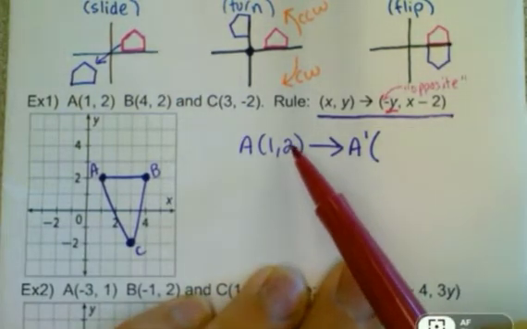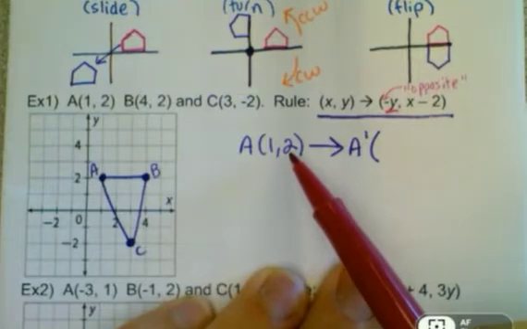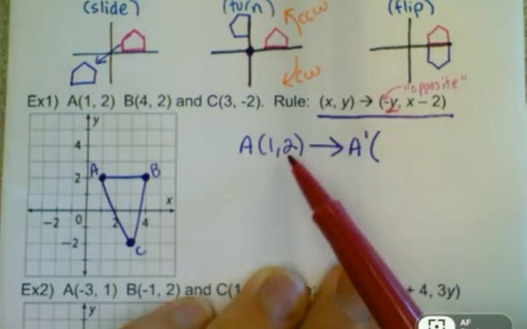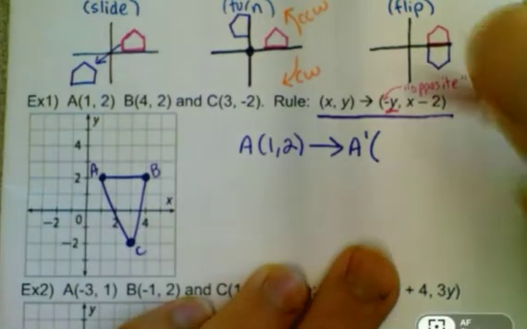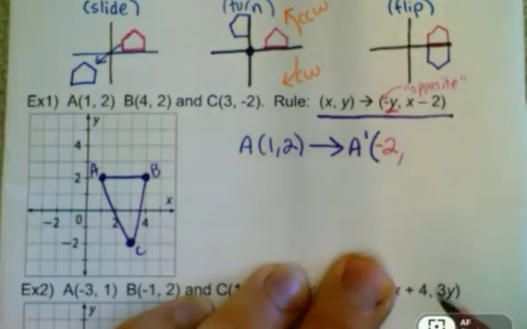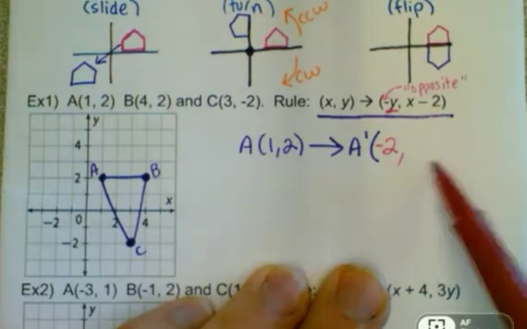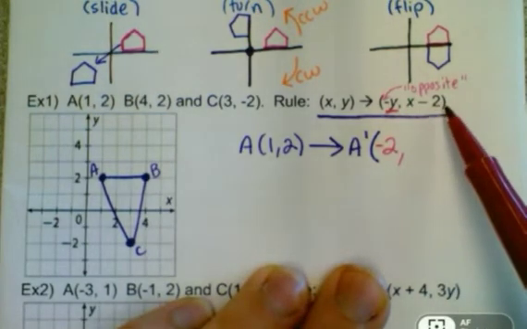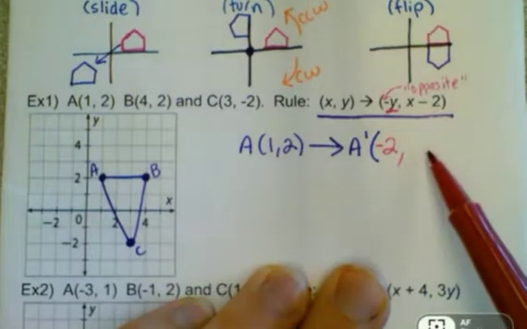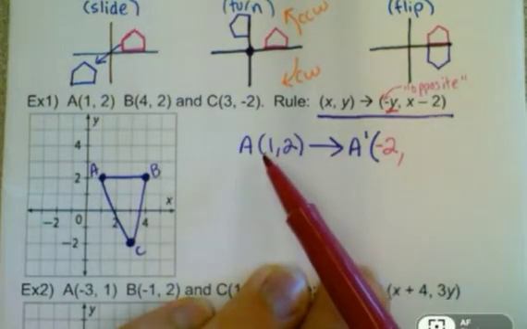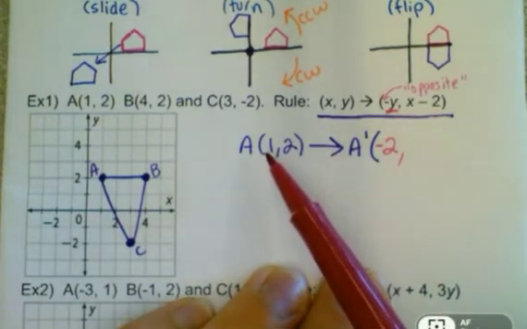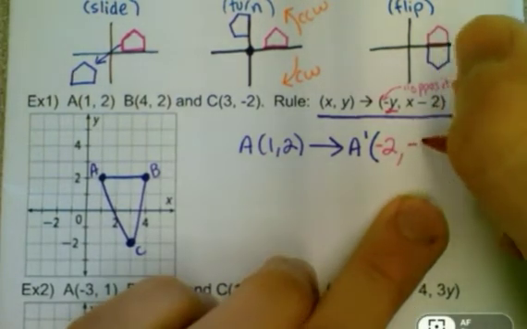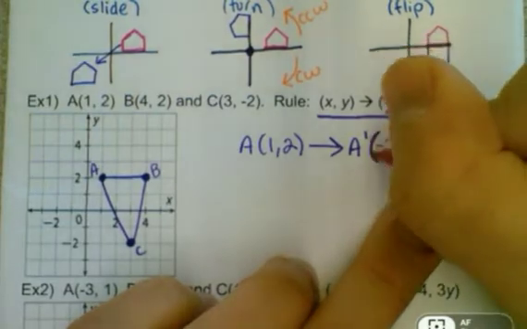In this case, my y value is 2, right? And so in the x position here, I'm going to take the y from my original point and make it negative, make it the opposite, negative 2. In the y position, I'm going to take the x from my original point and subtract 2. So here's my y position. I'm going to take the x from my original point, 1, and I'm going to subtract 2. And if I subtract 2 from 1, I end up with negative 1. So that is my A prime.